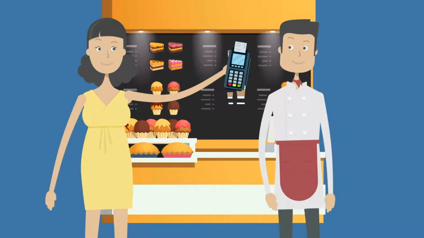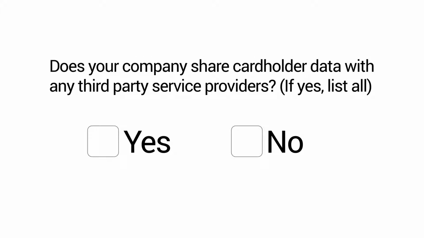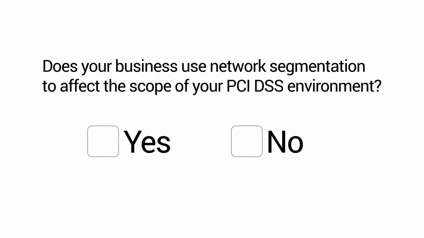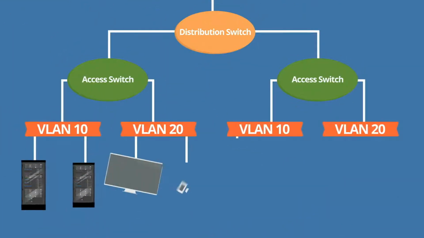If you only process transactions for your business, you can most likely answer no. Do you use any payment applications, such as point-of-sale software or website software to process credit card transactions? Yes, no. Does your company share cardholder data with any third-party service providers? If yes, list all. Yes, no. Does your business use network segmentation to affect the scope of your PCI DSS environment? Yes, no. Network segmentation means that your computer splits network into subnetwork, each being a network segment. Please answer all questions accurately and click Finish once you've completed them all.